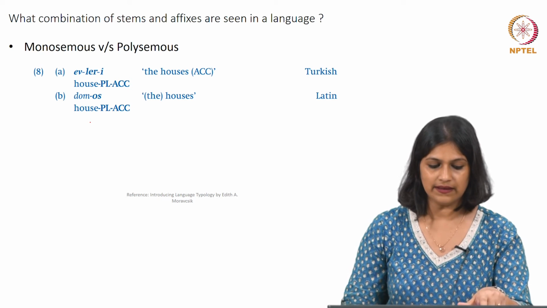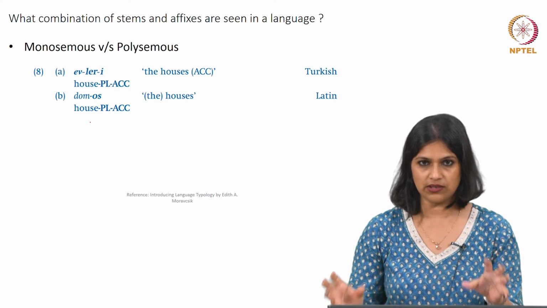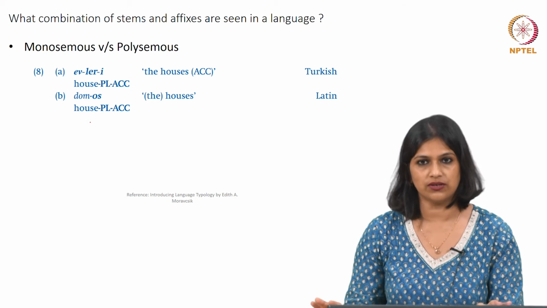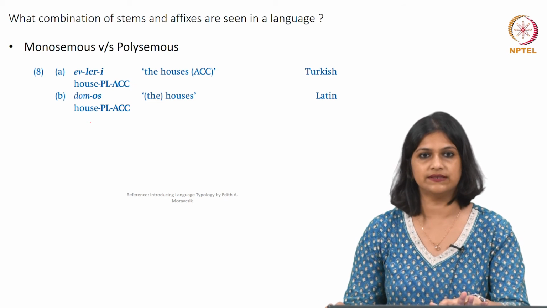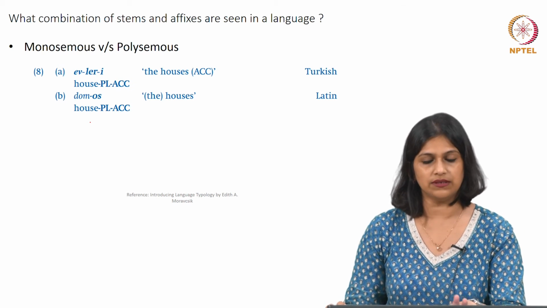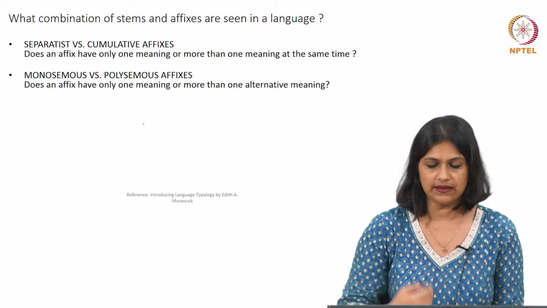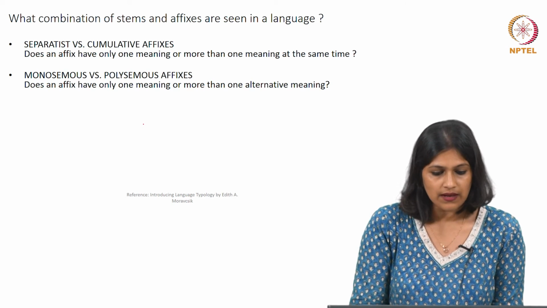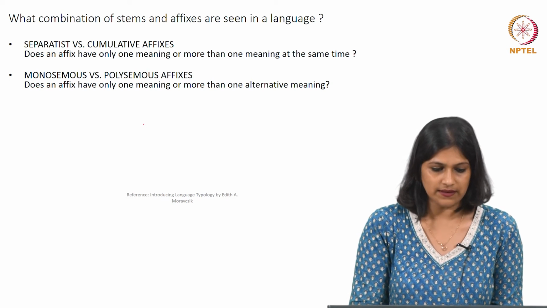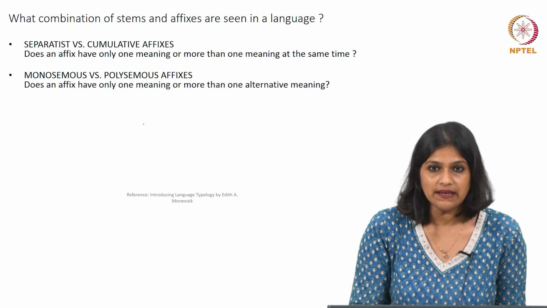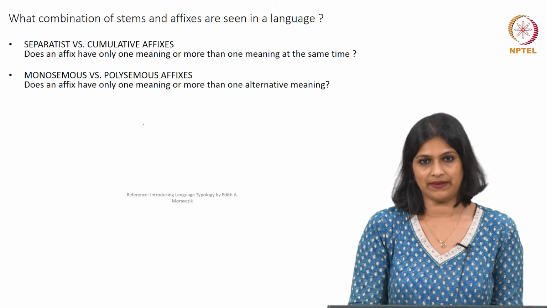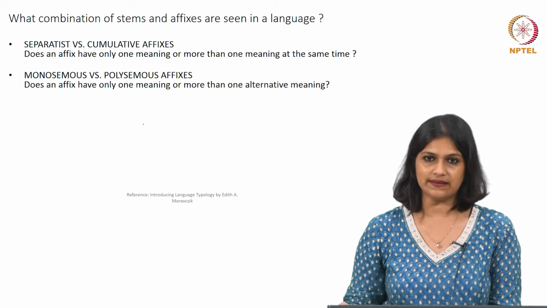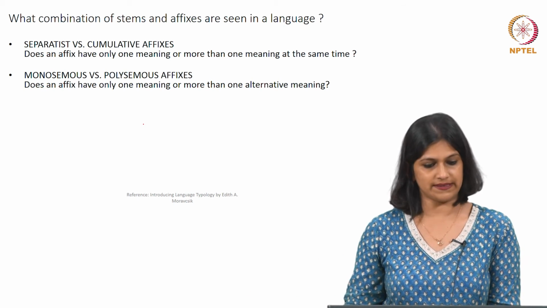However, Latin is a cumulative language, or it has a cumulative morpheme. Why is it cumulative? One morpheme has multiple pieces of information loaded onto it. So, this is another morphological typology or morphological type that you encounter in this section. This is a little more detailed information about separatist and cumulative affixes. The question you have to answer: does an affix have only one meaning or more than one meaning at the same time? If it has only one meaning, it will be a separatist affix. If it has more than one meaning at the same time, it will be a cumulative affix.